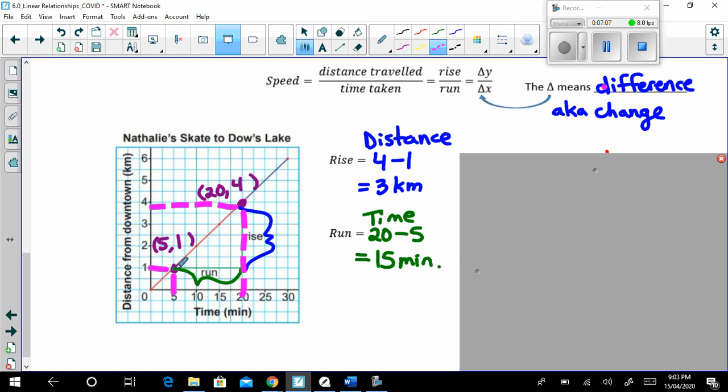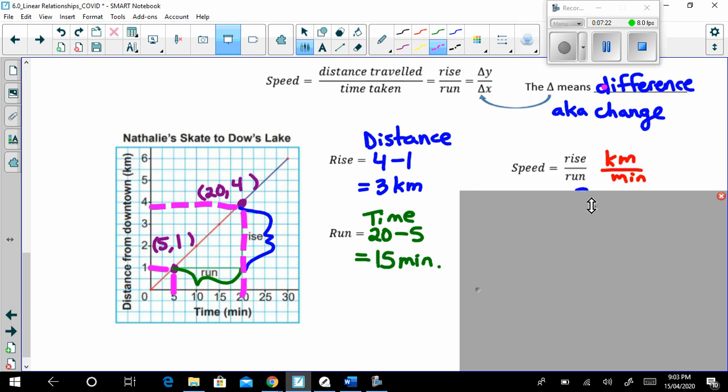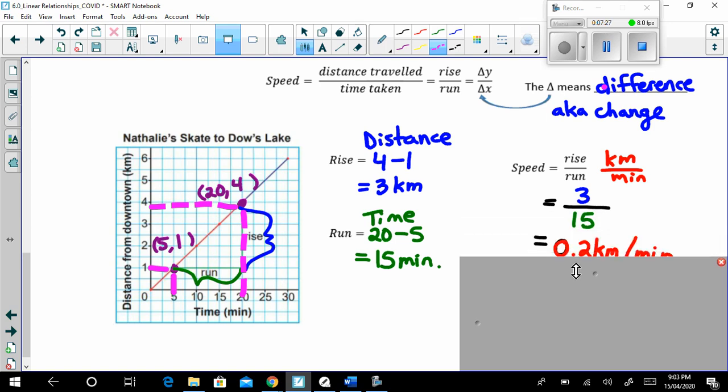Okay, so we're going to take 4 kilometers and subtract 1 kilometer. So it's a difference of 3 kilometers. We're going to do our time, 20 minutes, subtract 5 minutes, to be a difference of 15 minutes. Okay, and then to get our speed, we take our kilometers divided by our minutes, and we get that Natalie is going 0.2 kilometers per minute.